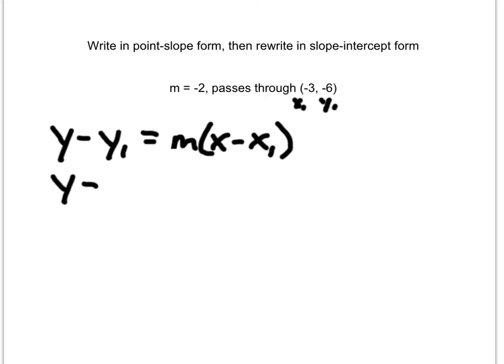So y minus my y1 is negative 6 equals my m is negative 2 times x minus, and then my x value is negative 3.